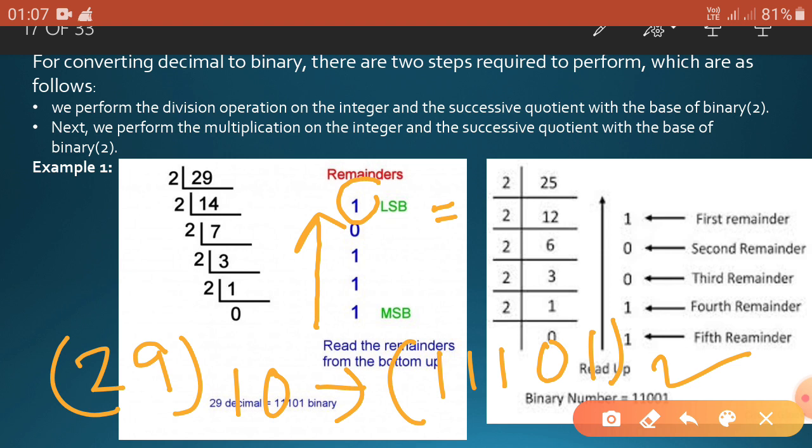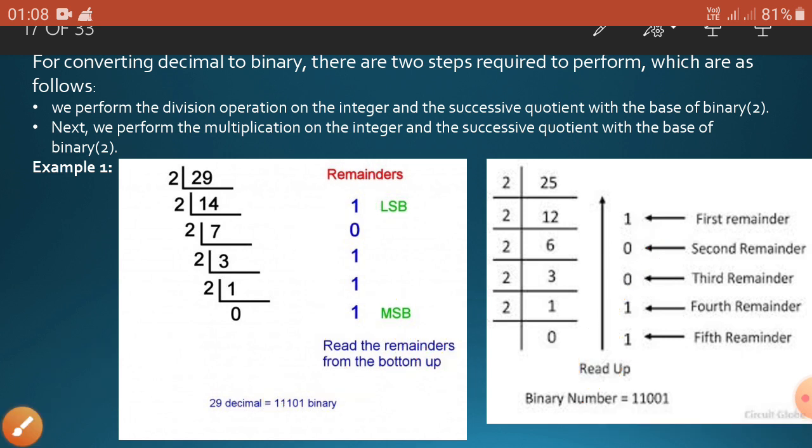LSB means least significant bit, and the last remainder is known as the MSB, or most significant bit. As we are writing from bottom to top, this is known as the MSB and this digit is known as the LSB. Okay, but let's take another example.